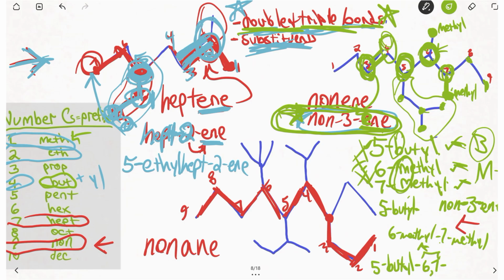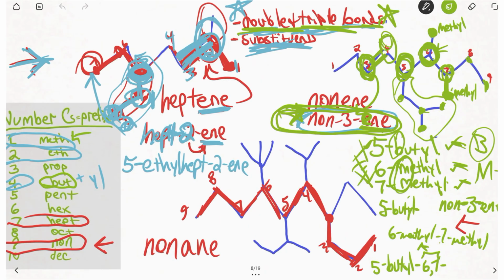But there's 2 methyls. So if you remember from part 1 of the video, when we had 2 of something, we preceded it with the prefix di, meaning 2. So you have di, meaning 2, tri, meaning 3, tetra, meaning 4, and so on. So we're going to write after this 6, 7 hyphen dimethyl, just letting you know the di is there. It's kind of redundant, but it's there to let you know, yes, you're not crazy. I did say 6 and 7, so there's 2 methyls.